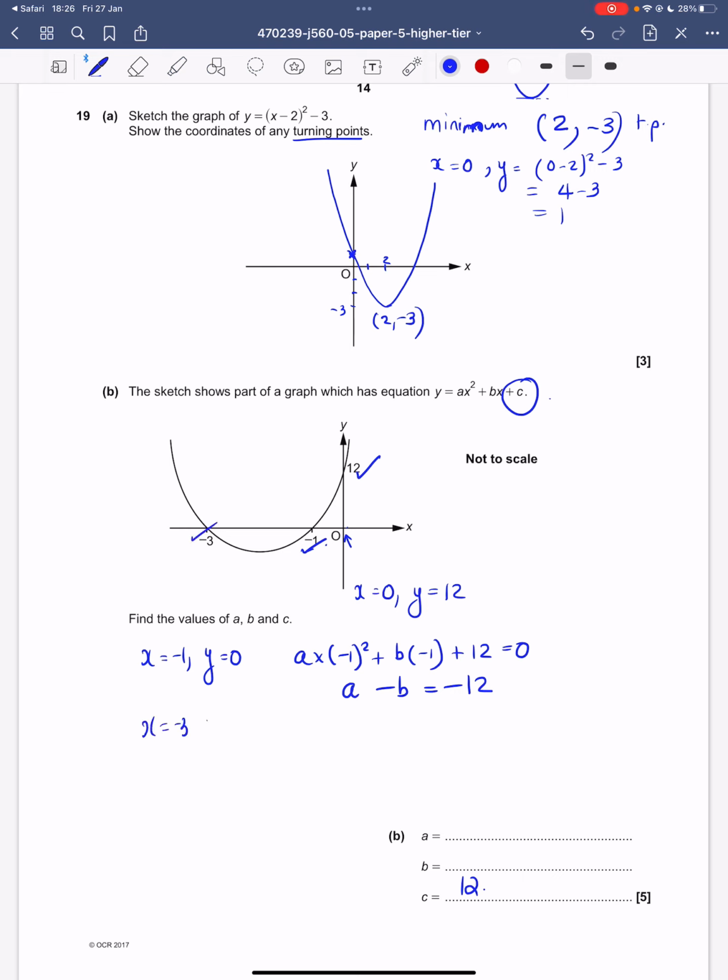We do this one as well. x equals minus 3, y equals 0. So a times minus 3 squared plus b times minus 3 plus 12 equals 0. So this is plus 9a minus 3b equals minus 12 as well. Call this equation 1, this equation 2.